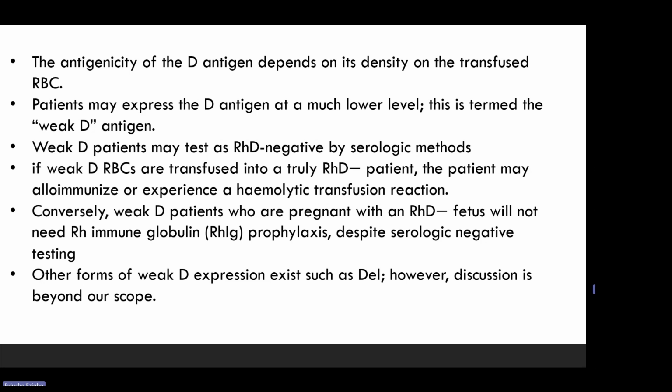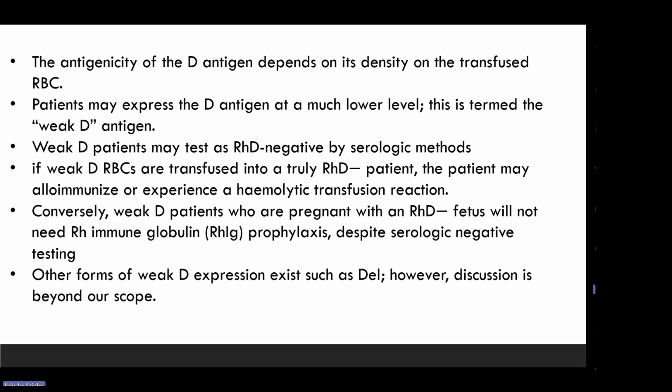So in such a scenario, a patient is completely Rh negative. Then a donor who is weak D, wrongly classified as Rh negative, is transfused to a patient that is truly Rh negative. You find out that there will be alloimmunization and there will be some lysis of the red cells.